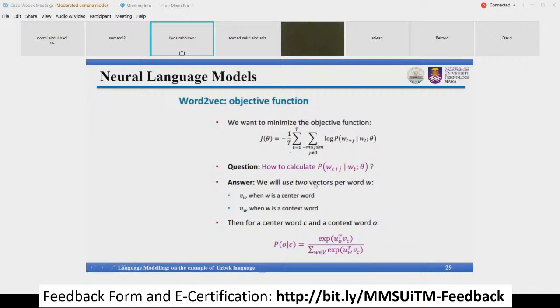We will use two vectors per word W to calculate the probability. V_W when W is a center word. And U_W when W is a context word. This is the center word's corresponding vector, and this is the context word vector. Then for center word C and context word O, we can calculate using a softmax function the log probability.